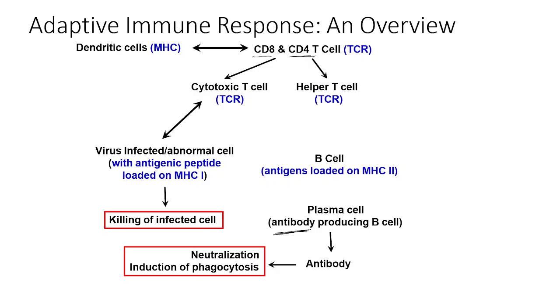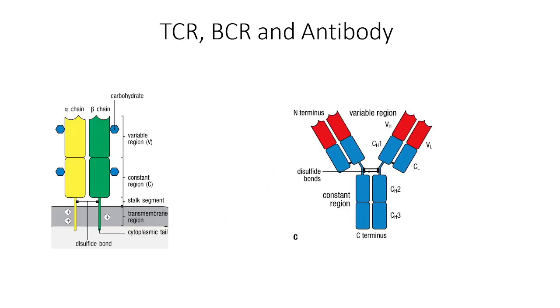So this is more or less an overview of the adaptive immune response that we basically discussed, starting with the dendritic cells and the development of the CD8 and CD4 T cells. You can classify them as the cytotoxic T cells and the helper T cells. So from the cytotoxic T cells, the virus-infected abnormal cell has antigenic peptide loaded on MHC1, and the B cell has antigen loaded on MHC2. MHC1 leads to killing of the infected cells, and in the B cell you have the plasma cell, the antibody-producing B cell, with neutralization of the antibody and induction of phagocytosis.